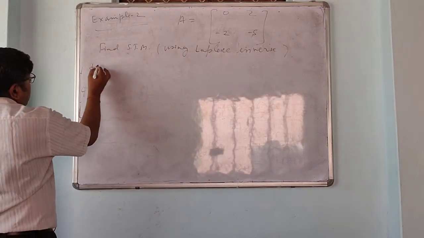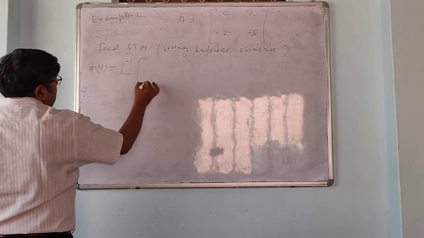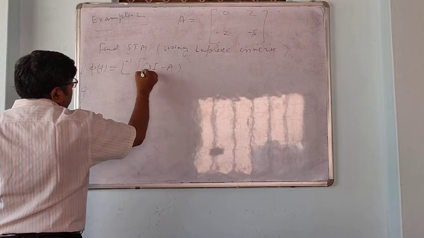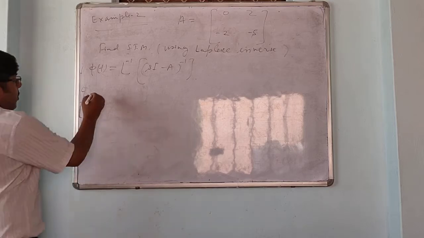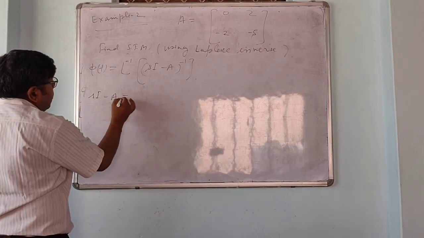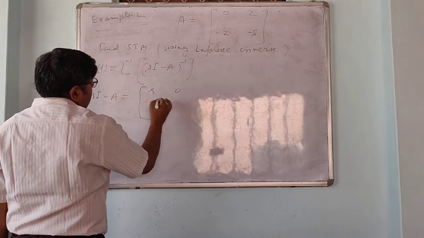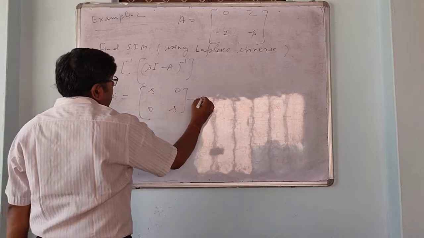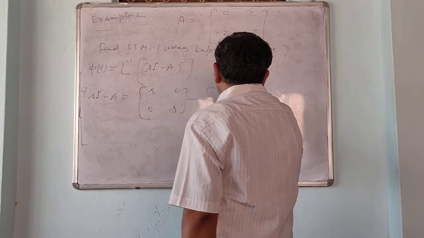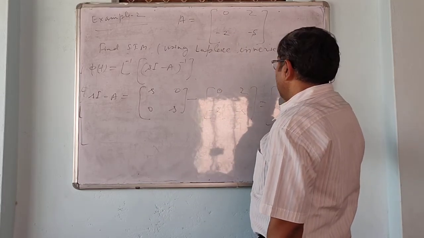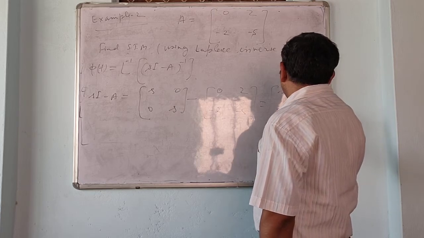Method is simple. First write the formula. Phi t is the Laplace inverse of this (sI minus A) inverse. Then calculate this sI minus A. For the given A, this is sI minus A. It is s, minus 2, and s plus 5. That is, s minus 2 to s plus 5.